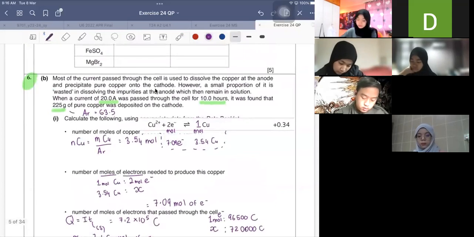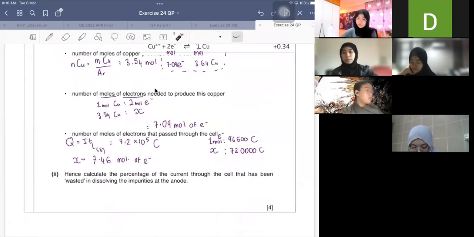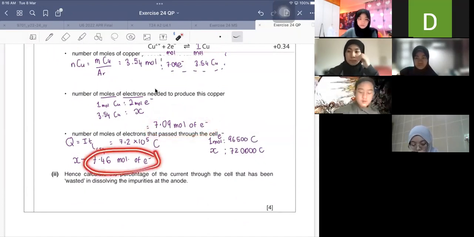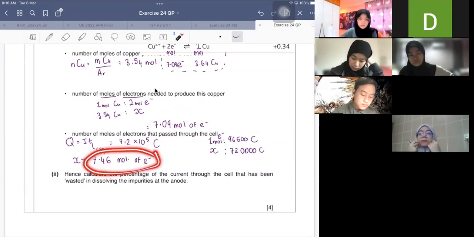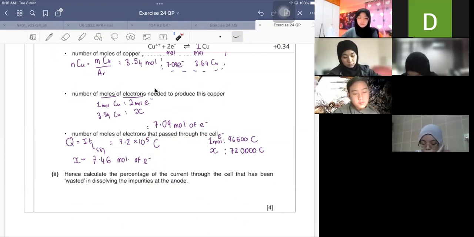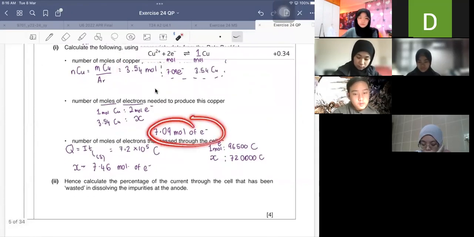So they want to calculate the charge, a small proportion of it. What is it? The current that is being wasted. Okay, so you notice that we have the number of moles of electrons, 7.09 moles, and the electricity or the current that we use is 7.46 moles of electrons. Now, mole of electrons is just another way of looking at the amount of charge, because we know that electrons carry charge. So when we produce 3.54 moles of copper, which is what we got in our experiment, we actually only required 7.09 moles of electrons of charge.